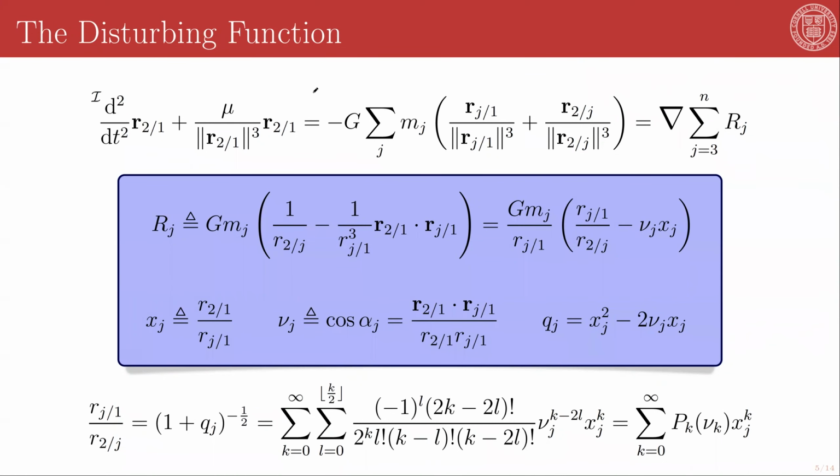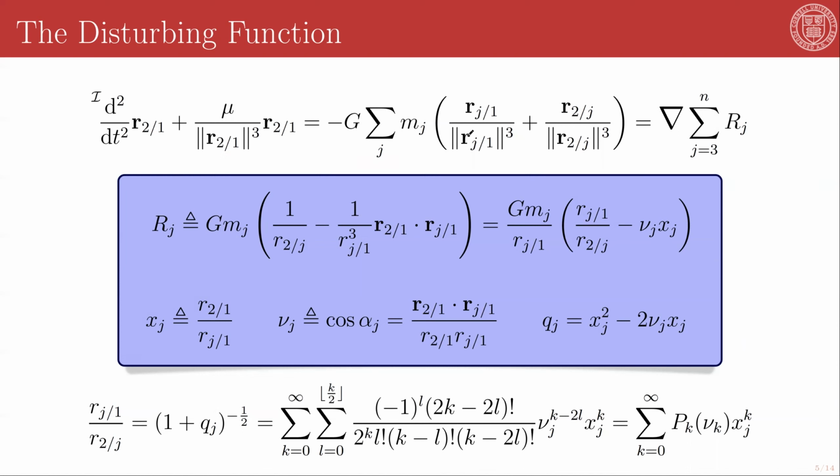An alternate form of trying to get numerical stability out of the system is to expand this perturbing force in series. Again, here we are going to be neglecting the mutual interactions of the perturbing bodies, and we are going to assume that all of the bodies are distant, so any ratio of r_2j over r_j1 will be small.